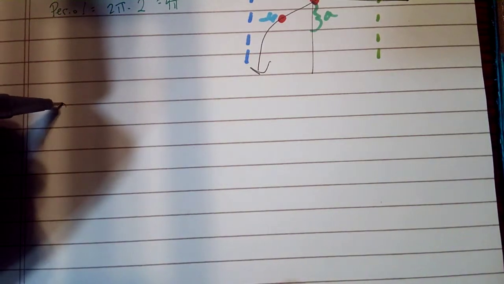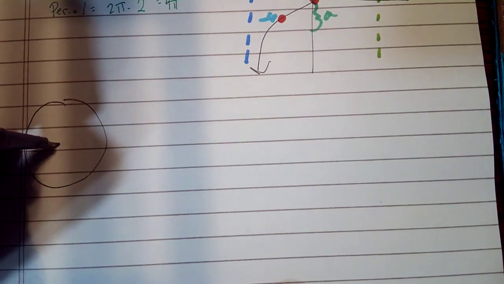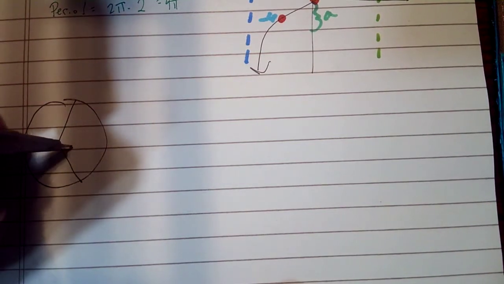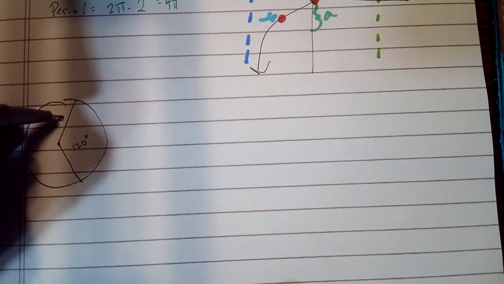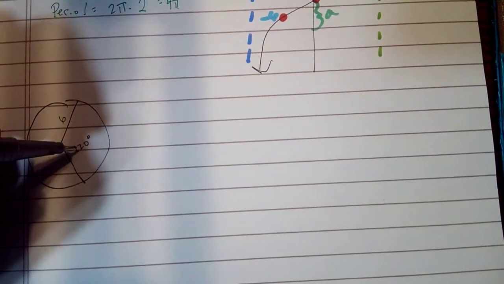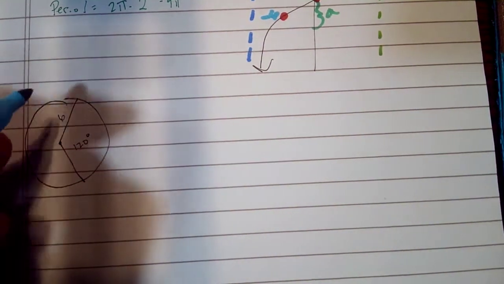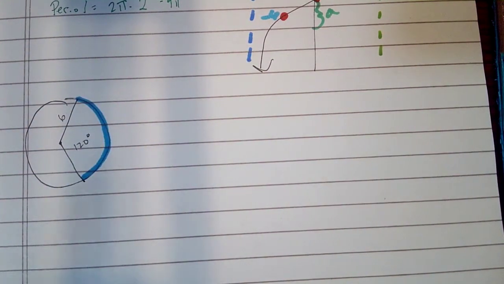So say you have a circle, and we want to figure out, and we have an angle like this that we'll say is 120 degrees, right? And that this radius is 6. Okay, so we have 120 degrees and 6. And we want to figure out what the length of the arc is, what this distance is right here. I want to figure out how long that is.